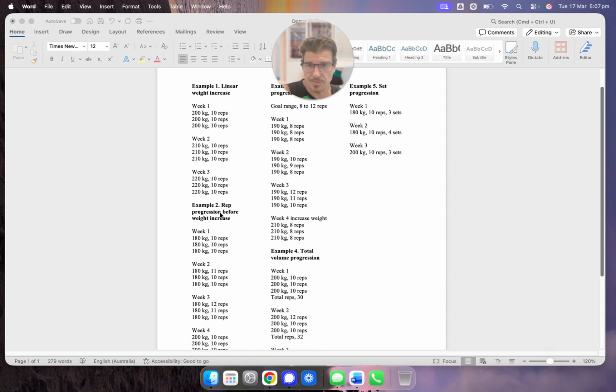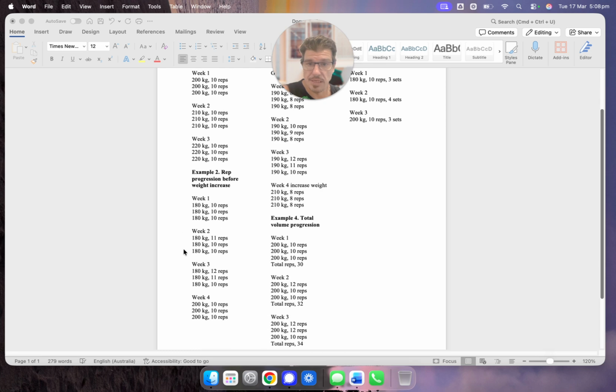The second example is rep progression before weight increase. So what that looks like is as follows. Week number 1, leg press, 180 kilos by 10, by 10, by 10, 3 rounds. Week number 2, 180 kilos by 11 reps, by 10 reps, and then by 10 reps. So you've increased it by 1 rep. Doesn't seem like a lot, but you are increasing, therefore that is progress. So it's an extra 180 kilos you've lifted within those 3 sets.